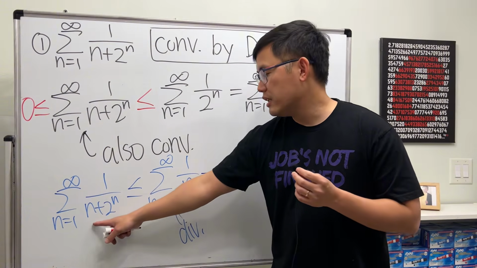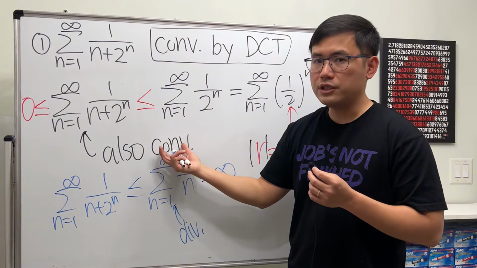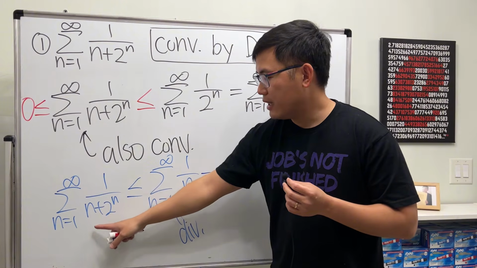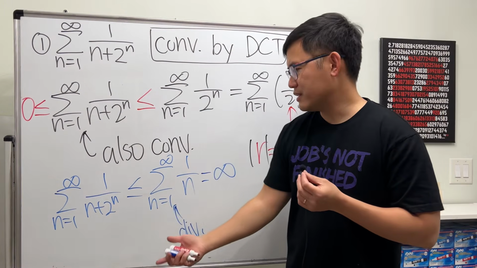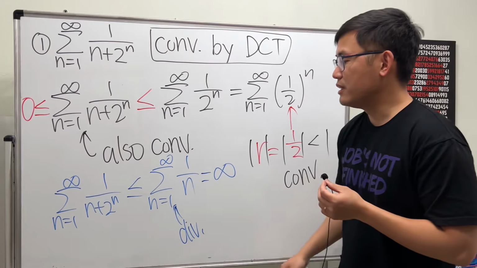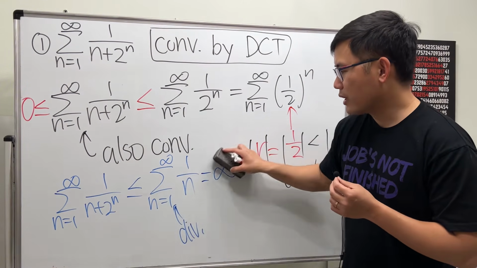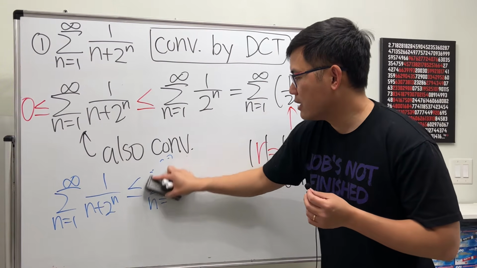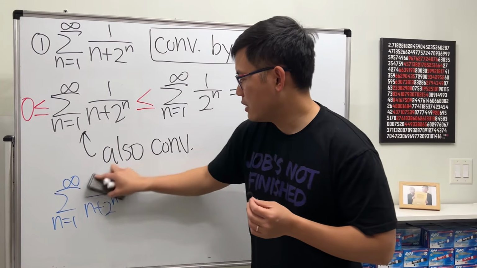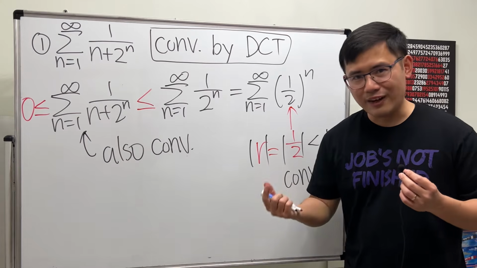We cannot say this right here also diverges because the truth is this right here actually converges. We cannot say this right here converges because it's not guaranteed. It could have been a smaller infinity. So don't do this. Even though this is a true inequality, it is not helping. So let me erase that. This right here, it's the first one. And now we have more to come.